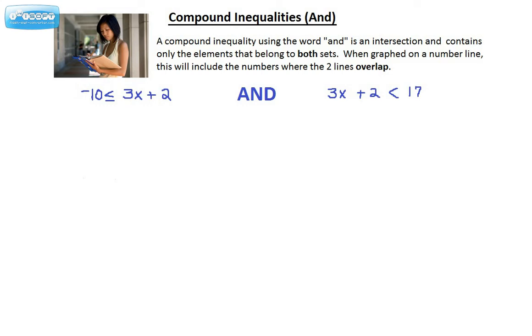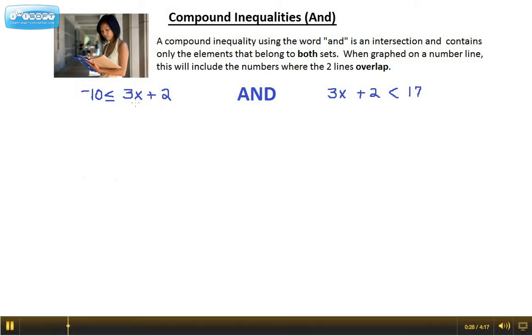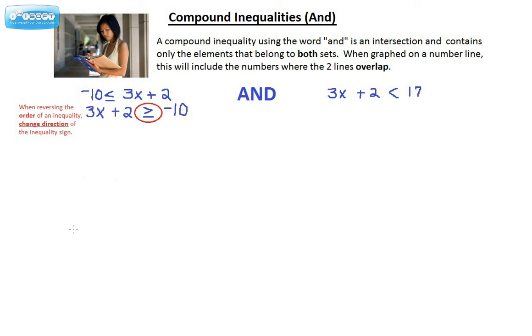So let's first solve our inequality. With the one on the left, I prefer x on the left side, so I'm going to reverse the order. When reversing the order of an inequality, remember to change the direction of the inequality sign because you're reversing what's being said. If negative 10 is less than or equal to 3x plus 2, then 3x plus 2 will have to be greater than or equal to negative 10.